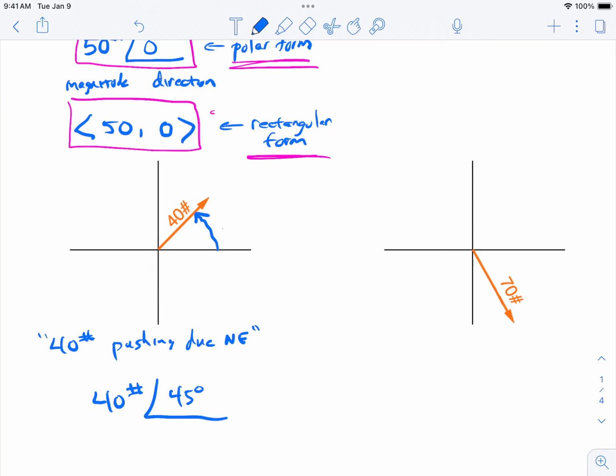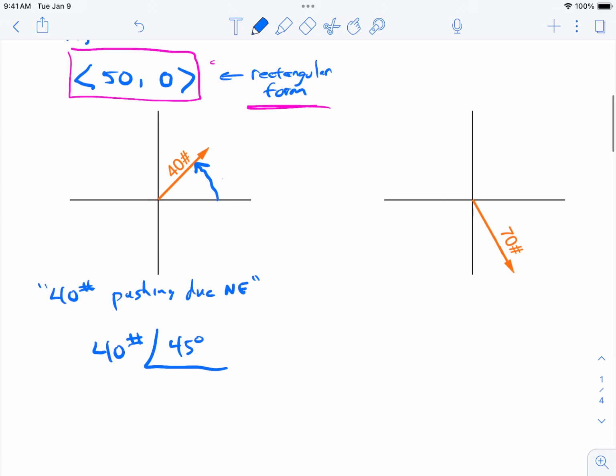There's our polar form. That's pretty cool. Now, to get the rectangular form, you have to think about basically shadows on the x and y axis, kind of like. You have to say, well, to get to this point, how far would I have to go along the x-axis? How far would I have to go along the y-axis, or you could say in the y direction, however you want to say it.